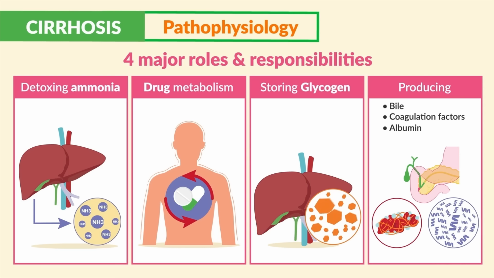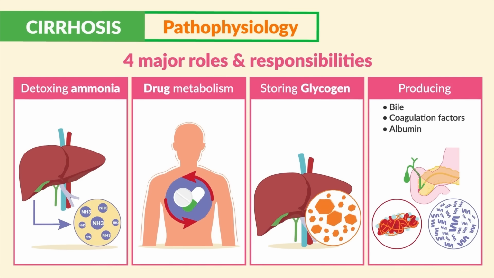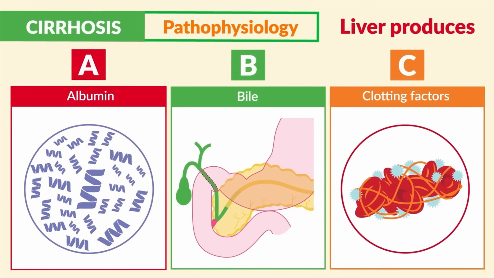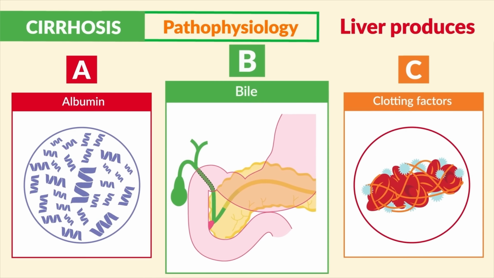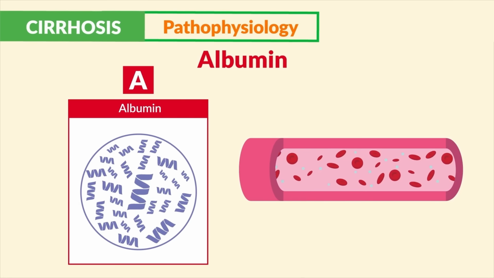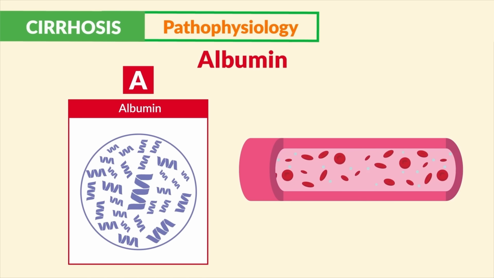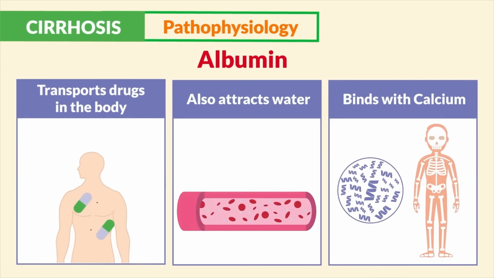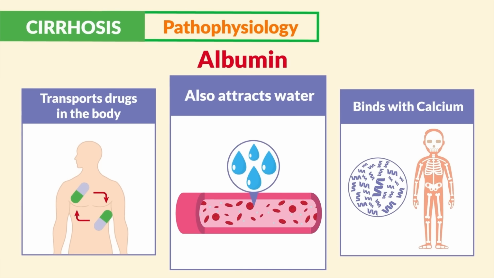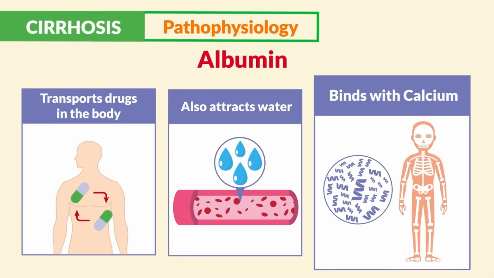Now, I know that's a lot, so let's break this down one by one. Simply think the liver produces ABC. A for albumin, B for bile, and C for clotting factors. So starting with albumin. Albumin is a protein inside the blood that does 3 things. It transports drugs inside the body. It also attracts water to keep it inside the vascular space, and also binds with calcium to make bones strong.